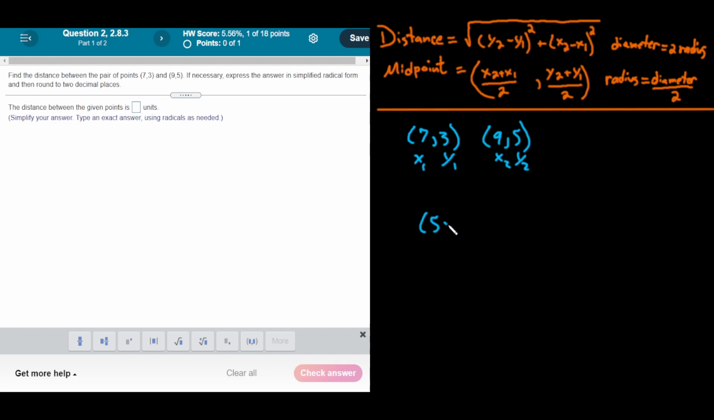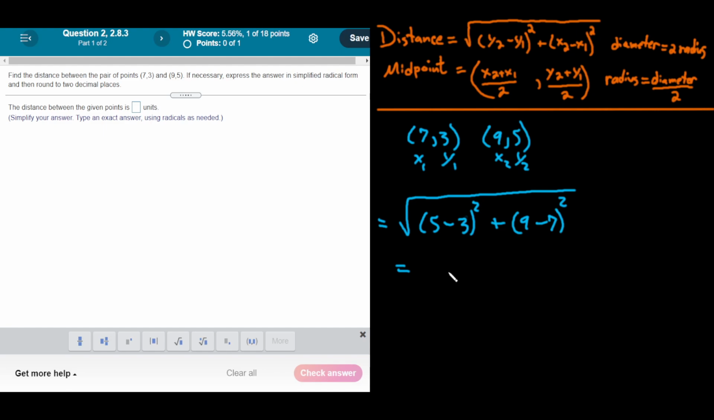y2 minus your y1 squared plus x2 minus your x1. I'm sorry. y2 minus y1, that should be a 3, right? I almost got caught slipping for a second. Let's erase that and put a 3. And this is the importance of labeling. All right, let me just double check. y2, which is 5, minus y1, which is 3, yeah. Plus x2, which is 9, minus x1, which is 7, squared, and we're just gonna square root everything like that.